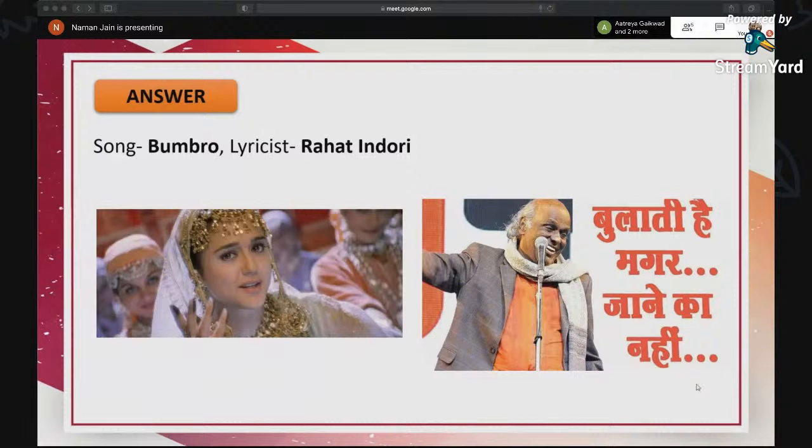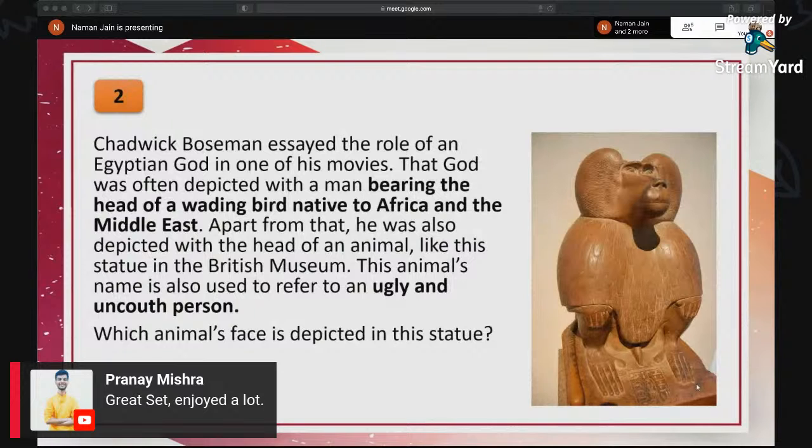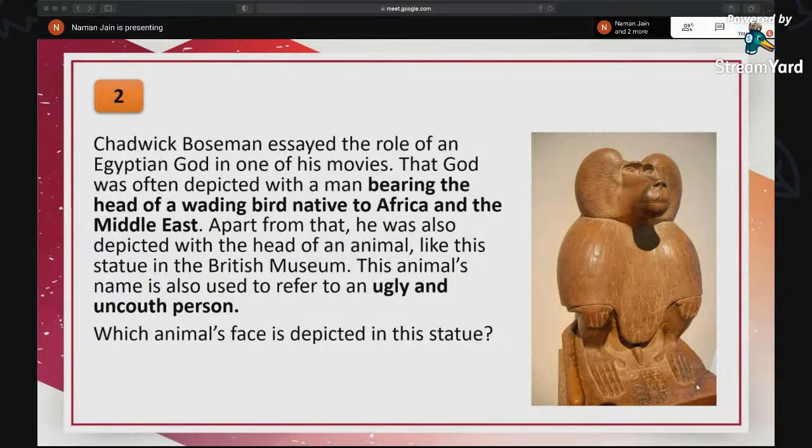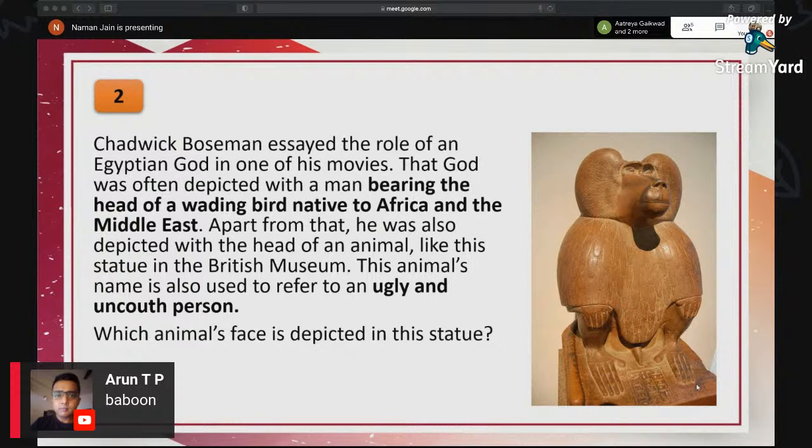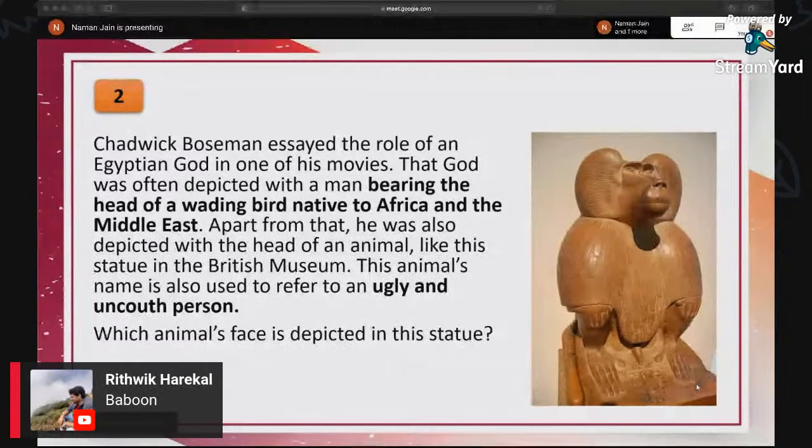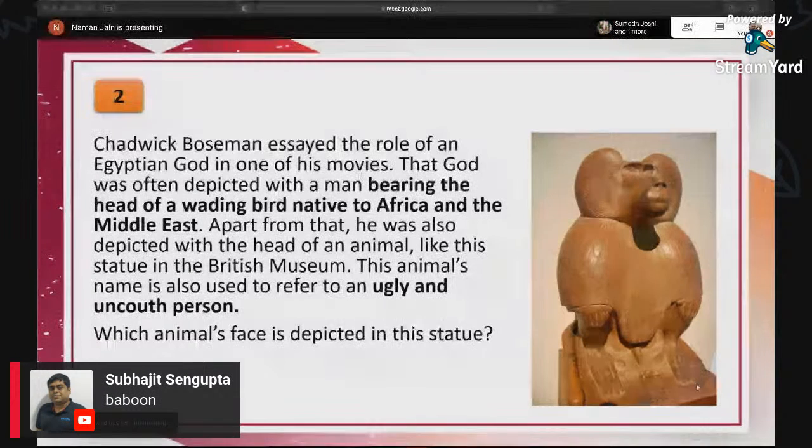So moving on, question number 2. Which animal's face is depicted in this statue? You can comment down your answers. Arun says baboon, Subhajit says baboon. Ritvik says baboon. Yeah, baboon is correct. And the Egyptian god is Thoth.